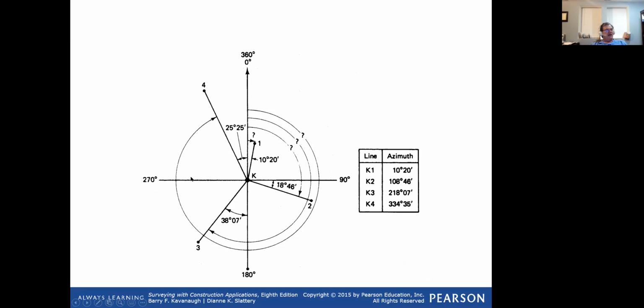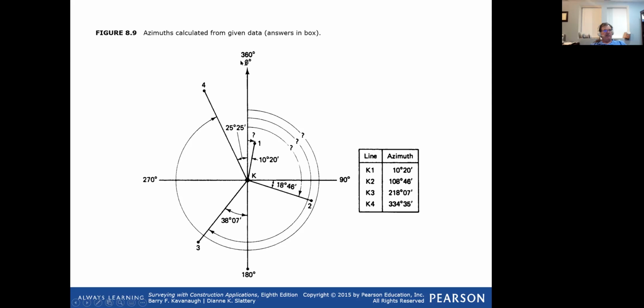Okay, so here what we have is a circular graph, and this simply shows you how azimuths are calculated. 0 is the same as 360, then 90, 180, and 270, 90 degrees for each quadrant. We're no longer dealing with north and south. So anything in this quadrant is just 10 degrees, 20 minutes, because we start here and we went over 10 degrees. But here we start over this way at 90, and then we add to it 18 degrees and 46 minutes. And the same thing down here, 180 plus 38 degrees 07 minutes gives us an angle from K to 3 of 218 degrees 07 minutes as an azimuth.